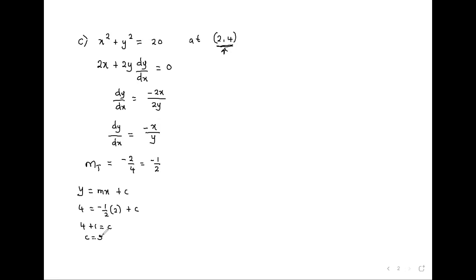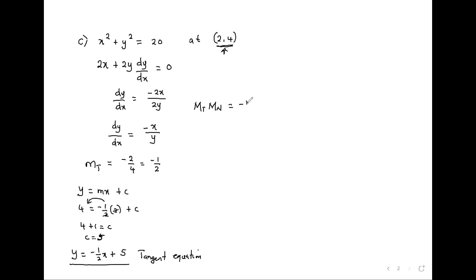So y plus 1, these 2's here would cancel. Then this -1 will go to the other side as a positive. So this is 5 actually. So we have y is equal to -1/2 x plus 5. This is the tangent equation at (2, 4).